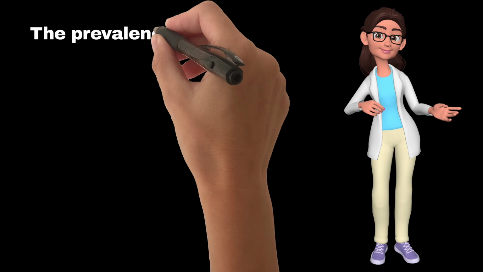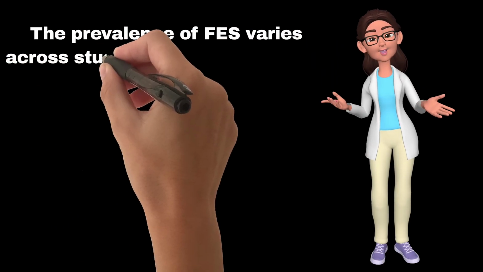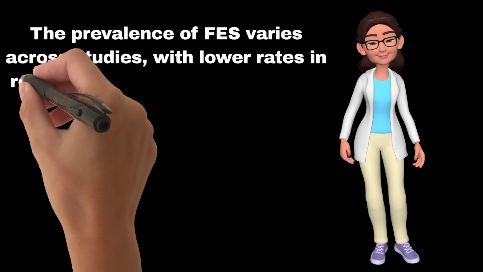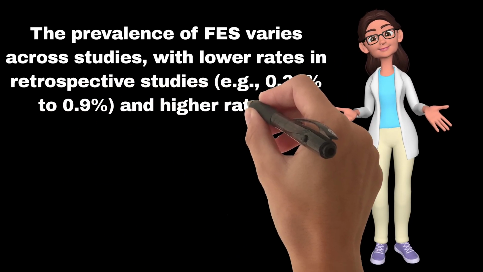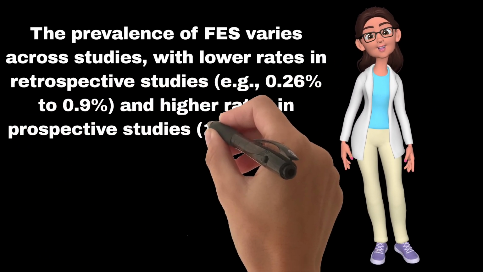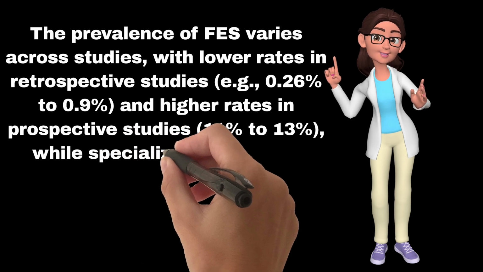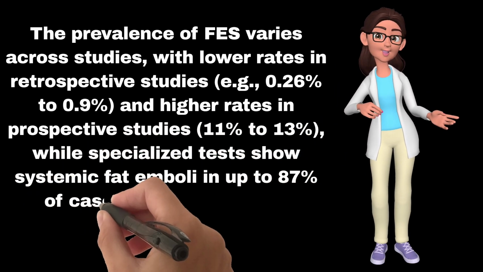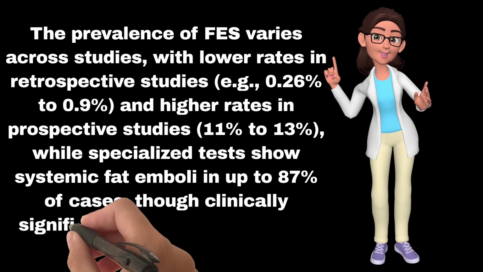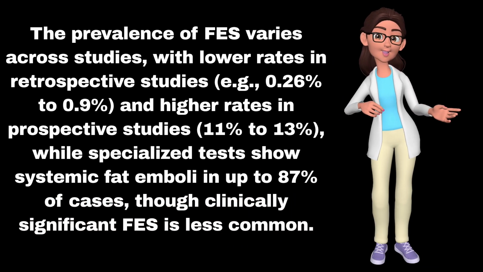The prevalence of FES varies across studies, with lower rates in retrospective studies, e.g., 0.26% to 0.9%, and higher rates in prospective studies, 11% to 13%, while specialized tests show systemic fat emboli in up to 87% of cases, though clinically significant FES is less common.